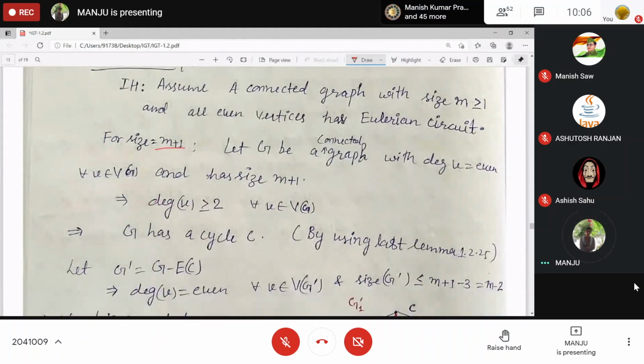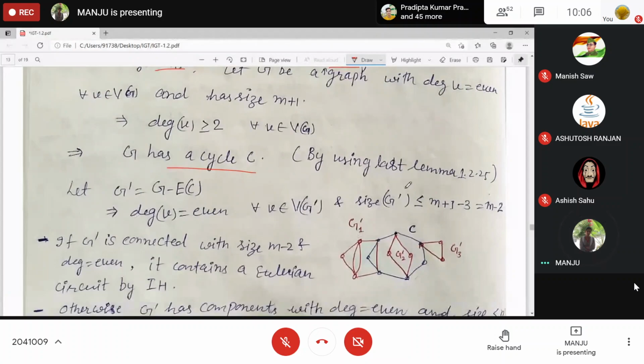Okay, so what is given? Degree is even, and if degree is even and the graph is connected, then the degree will be at least 2. So G will have a cycle. Yesterday we discussed that lemma, right? That statement we are using here. So if this cycle contains all the edges of G, then it becomes an Eulerian circuit.